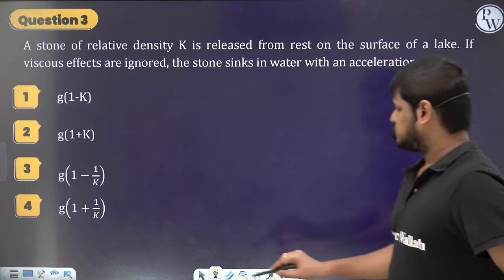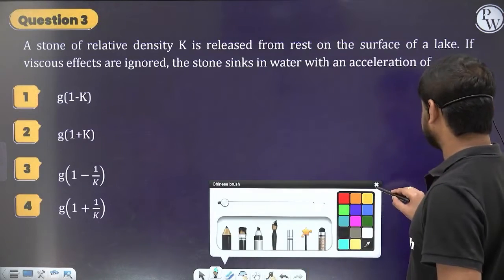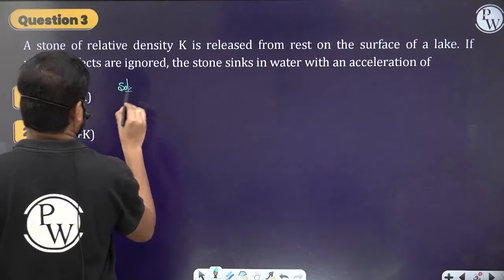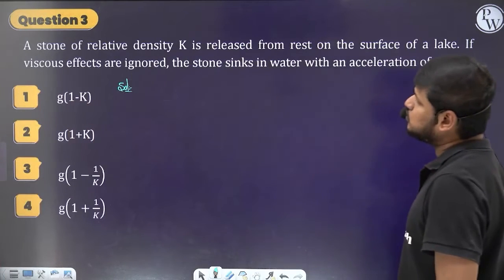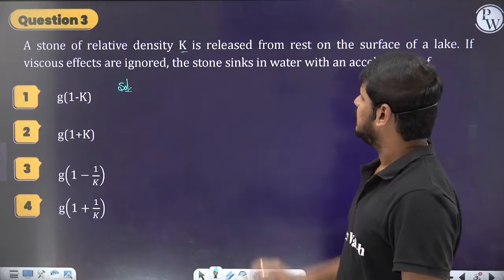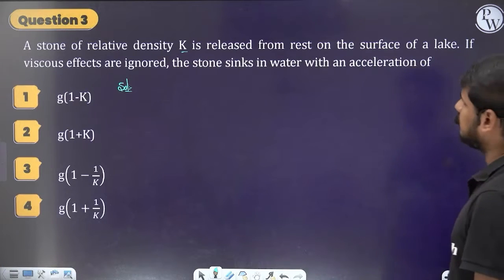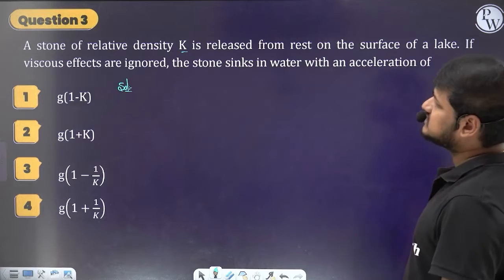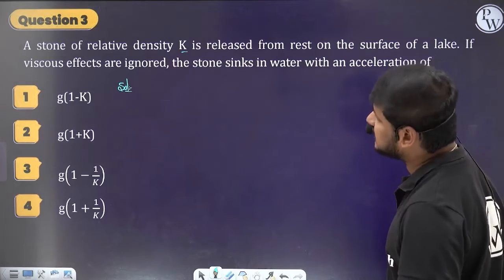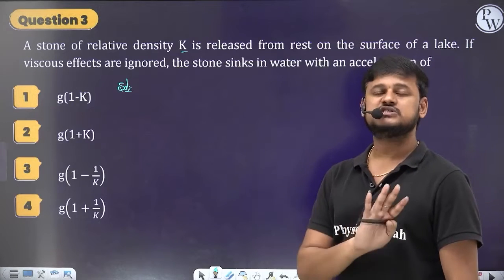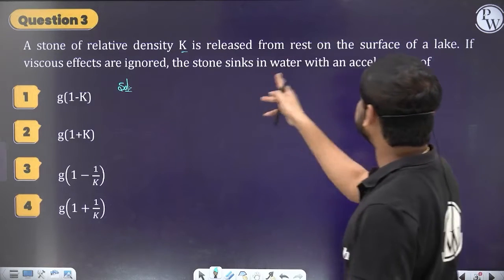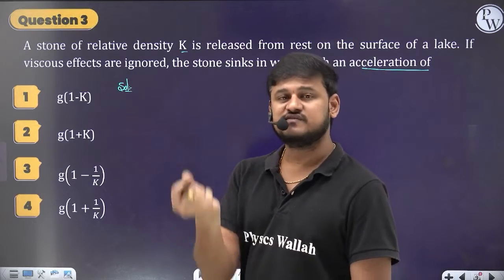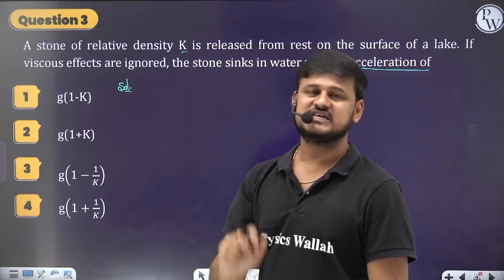Now let's try this question on your own, guys. What does the question say? A stone of relative density K is released from rest on the surface of a lake. If viscous effects are ignored, that means there is no frictional force. The stone sinks in water with an acceleration of, what is the acceleration with which the stone will sink in the water?